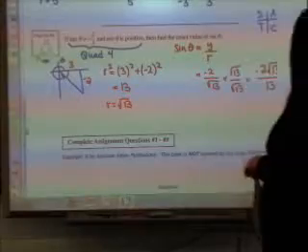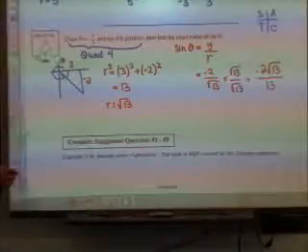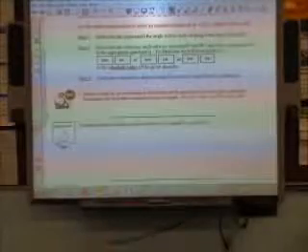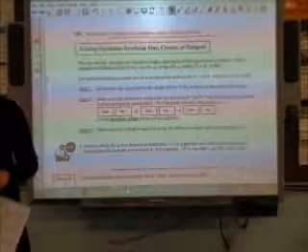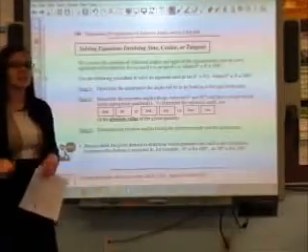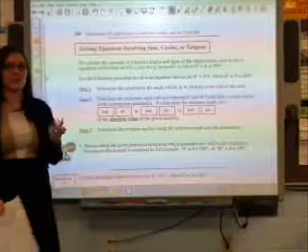Okay, so the next part, we'll start over. What we're looking at in this section is going from the ratio to the angle. So I had asked, how do I do that? And Rachel had said we do the inverse.